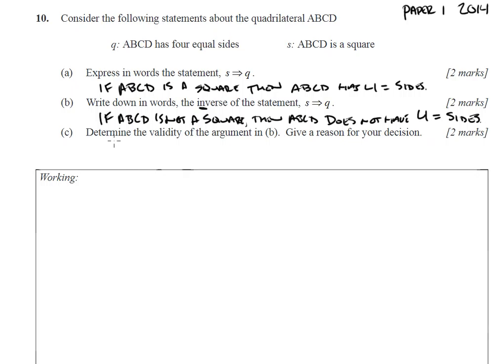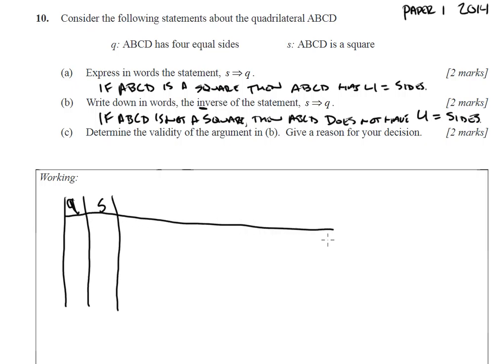All right, last one. Determine the validity of the argument in B. Give a reason for your decision. Whenever we're determining the validity, we want to make our truth tables. So let's go with Q and S. Let's do Q here, and then we'll do S here. Forgive the squiggly lines. This thing is not easy to draw a straight line with, so I'm working on it.